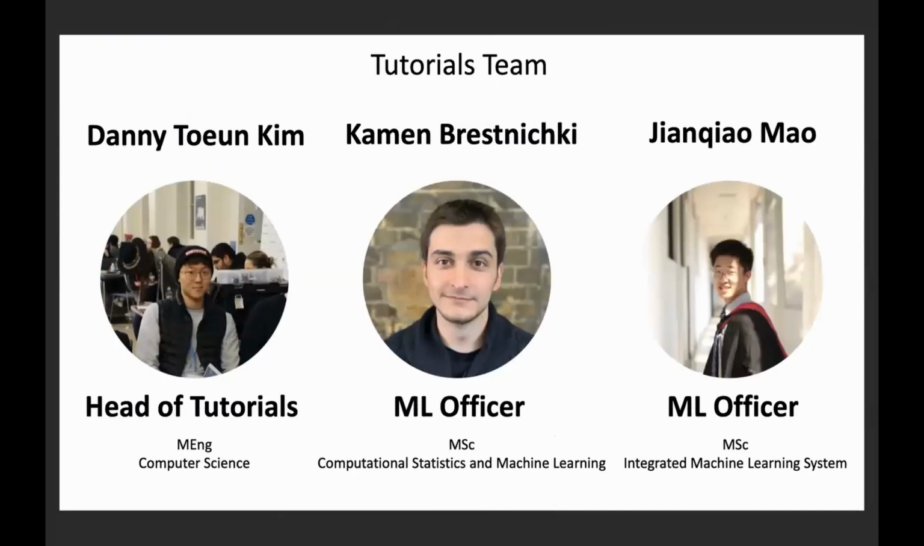Before we begin, here's our wonderful tutorials team. Starting from the left, that's me. My name is Danny Kim, and this year I'm in charge of creating and maintaining our ML tutorial series as head of tutorials. And I'm a third-year undergraduate computer science student. In the middle is Kamen, our ML officer, who is studying MSc Computational Statistics and Machine Learning. On the right side is Jen Chow, our ML officer, and he's studying MSc Integrated Machine Learning Systems.